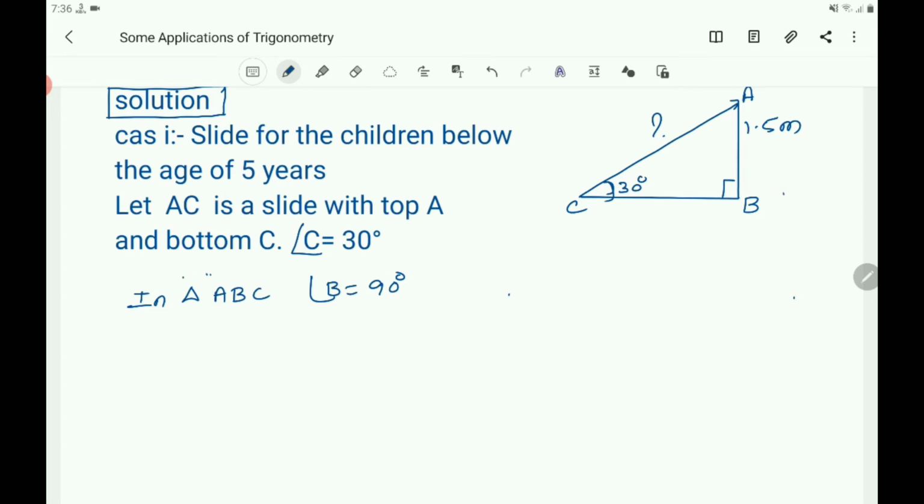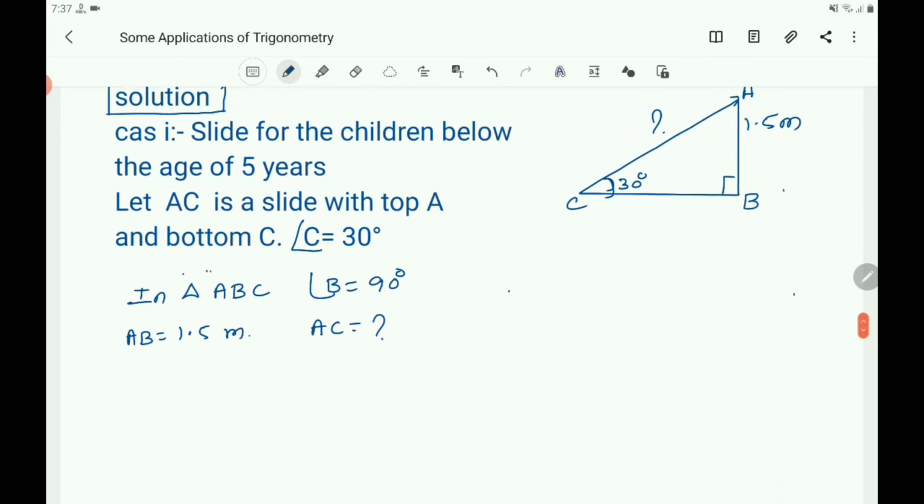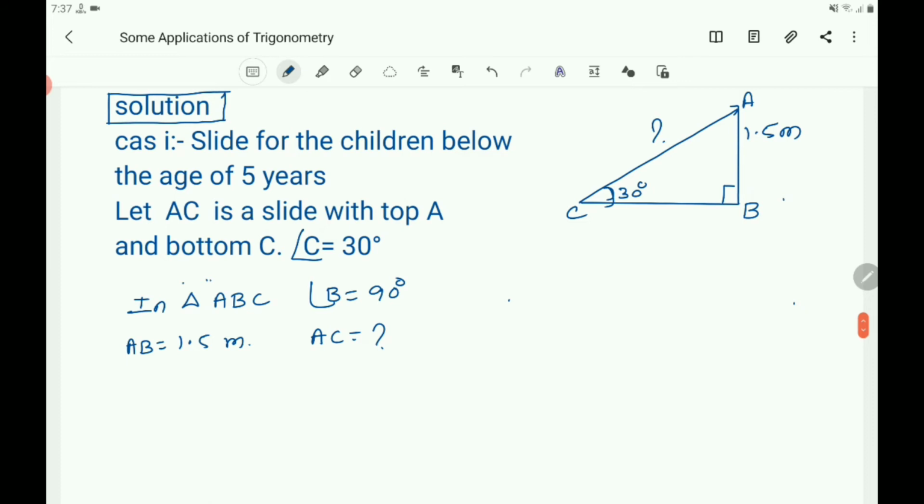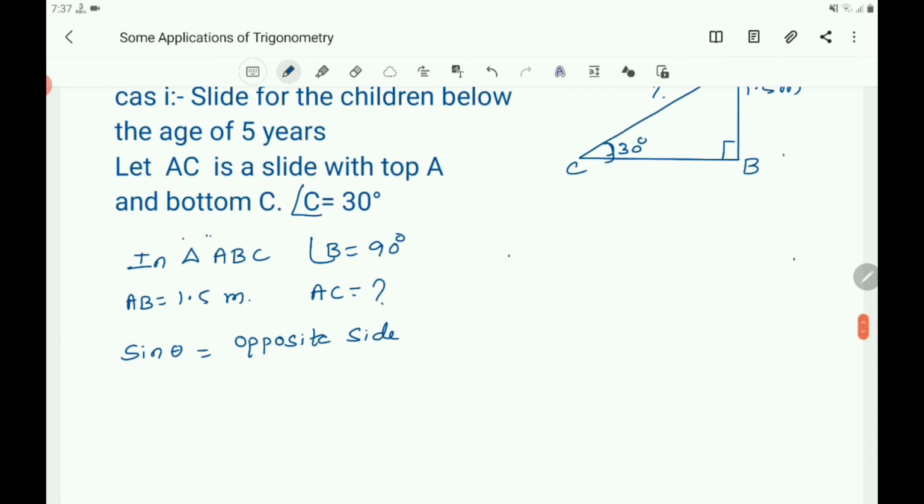And angle C is the acute angle. Also it is given AB equals 1.5 meter. To find AC, that is the length of the side, write sin theta equals opposite side by hypotenuse.